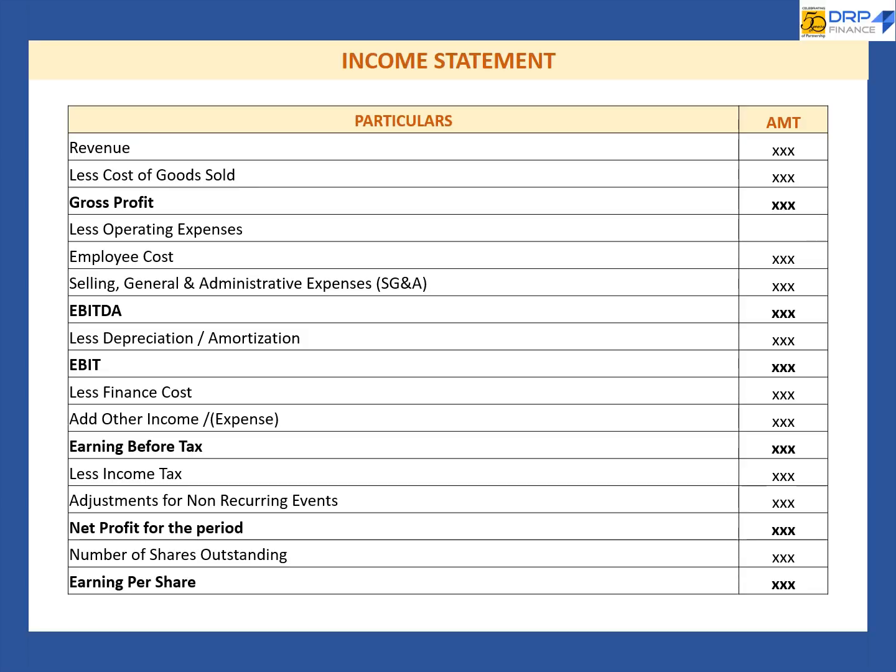Financial charges usually comprise interest expenses on loans, and all indirect income and expenses are adjusted here, and we get earnings before tax. We provide provision for tax and adjust for non-recurring, prior period and extraordinary expenses, and we finally get net profit for the period.